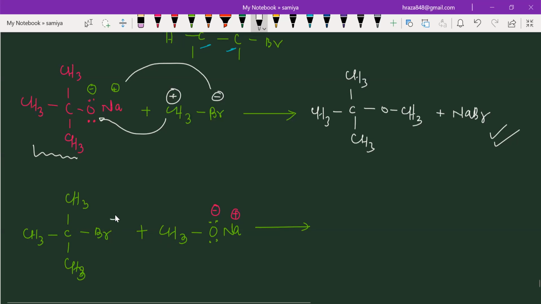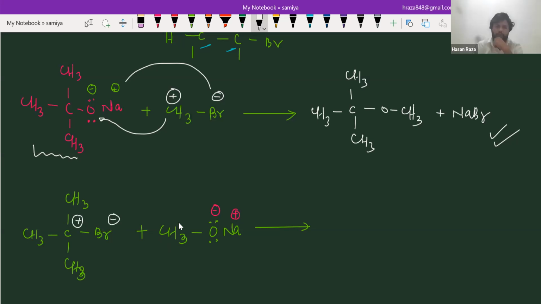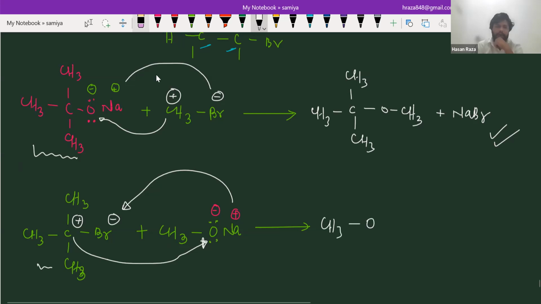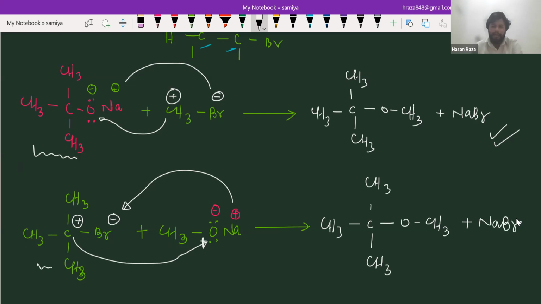Now see, if you are going to do this, this positive will go to this, and this positive will go to this. So you can see I'm going to write this part first. Wait a minute. CH3C, CH3, and then CH3, and then OCH3, and then NaBH. Have you got this? If you got this, this is wrong.